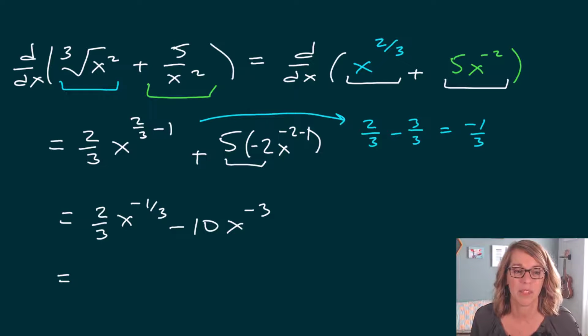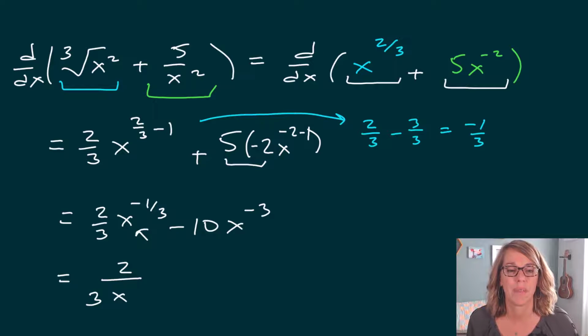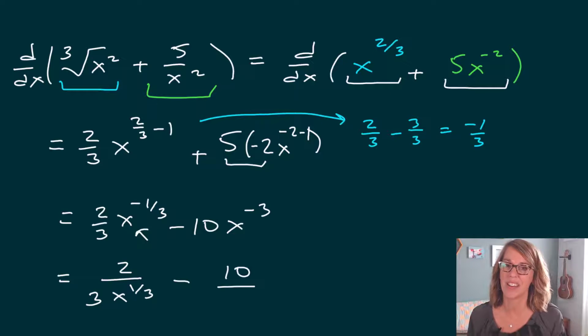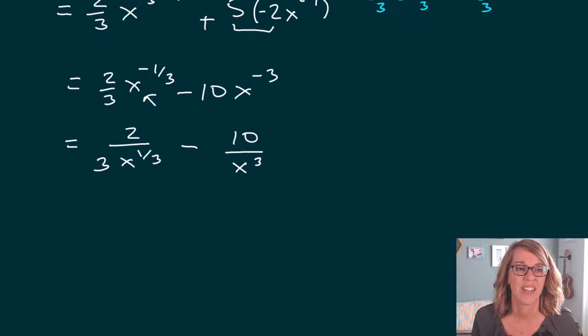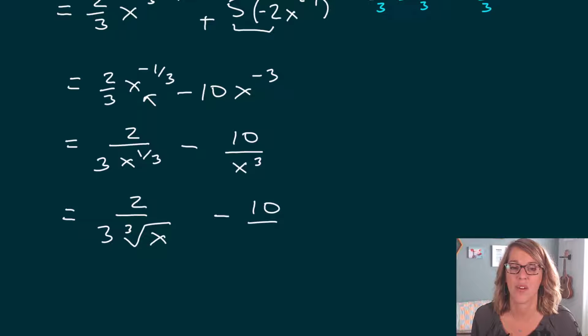Now I can do a little bit of simplifying. 2 lives in the numerator. 3 lives in the denominator, but so does my x because of the negative power. This is going to be x to the 1/3 minus, in my second term, 10 belongs in the numerator, but the -3 moves the x to the denominator as an x cubed. Just a little bit more room so I can write my answer. So my answer is, I'm not going to rationalize this one, 2/3. That's 1/3 power is a cube root of x, minus 10 over x cubed.